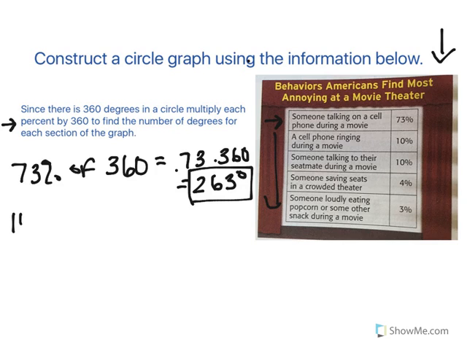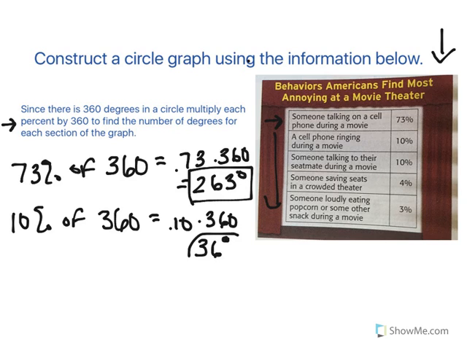Now I'm going to go 10% of 360. Again, type in 0.10 times 360, and you get 36 degrees, which you can also do by mental math. The next one is the exact same, so I'm going to put it here. We have 263 degrees, 36 degrees, and since 10% showed up again, I don't have to do it again.